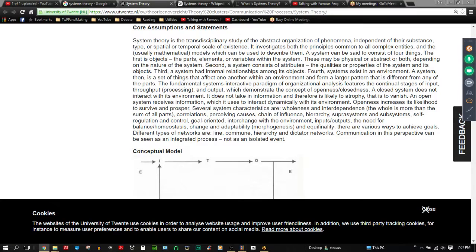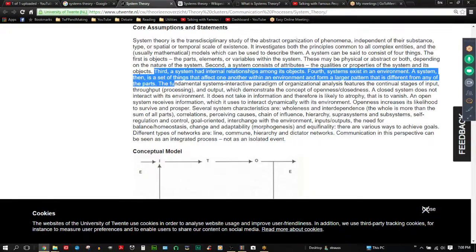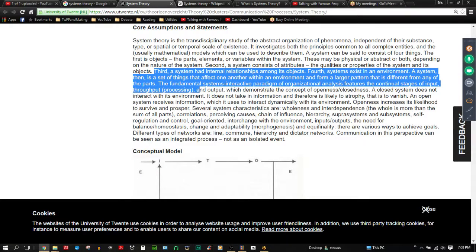First is objects, the parts, elements, or variables within the system. These may be physical or abstract or both, depending on the nature of the system. Second, the system consists of attributes, qualities or properties of the system and its objects. Third, the system has internal relationships among its objects. Fourth, systems exist in an environment. A system, then, is a set of things that affect one another within an environment and form a larger pattern that is different from any of the parts.